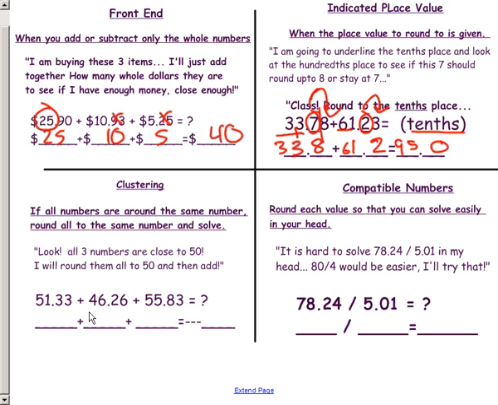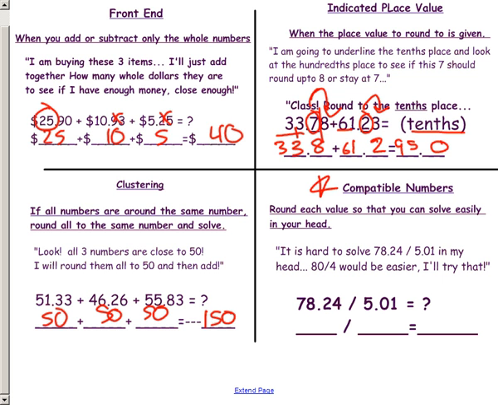Clustering. If all the numbers are around the same number, we can round them all to the same number and solve. So if I want to add these 3 decimals, I'm thinking to myself, look, all the numbers are close to 50, so I will round them all to 50 and then add. So I'll just do 50 plus 50 plus 50. Now you want to make sure the number you choose is somewhere in the middle. So this one's higher than 50, this one's higher, this one's lower. So those 3 are going to add up to about 150. So they all cluster around 50, so that's what we round to.